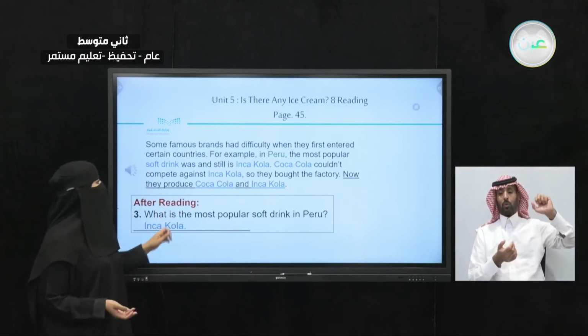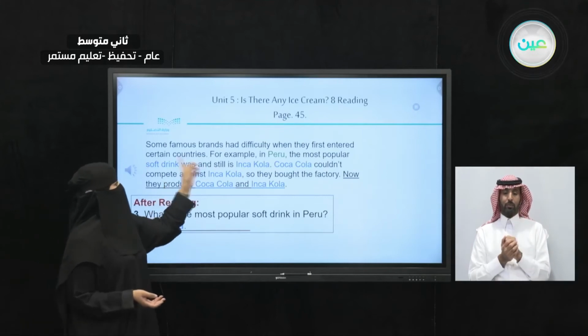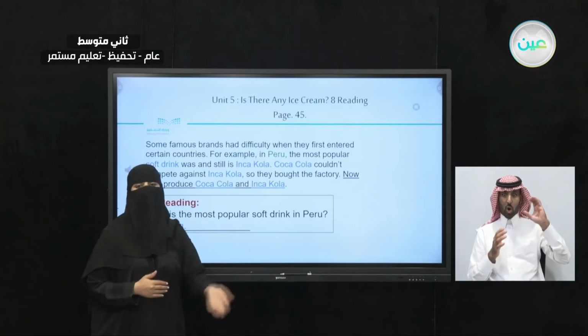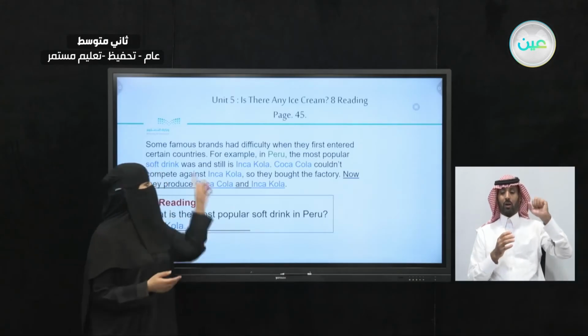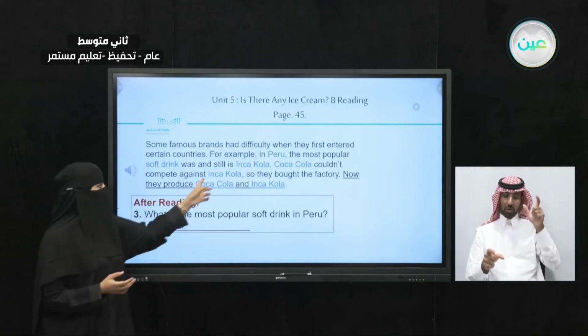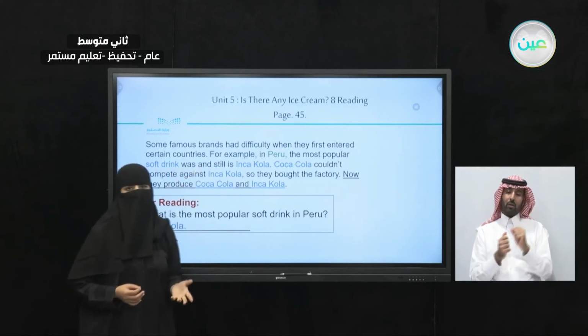Now, let's take a look here. So, here we have some famous brands that had difficulty, but did they stop there? No, they had to overcome this difficulty. How? Here in the example, in Peru, the most popular soft drink brand is Inca Cola.